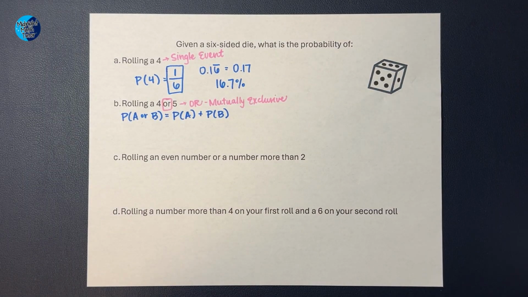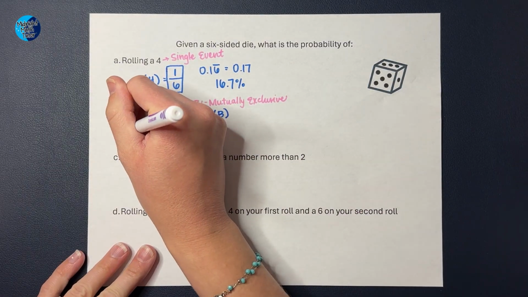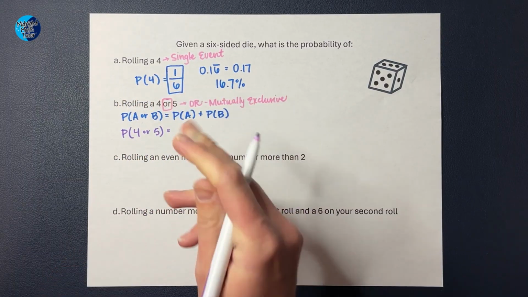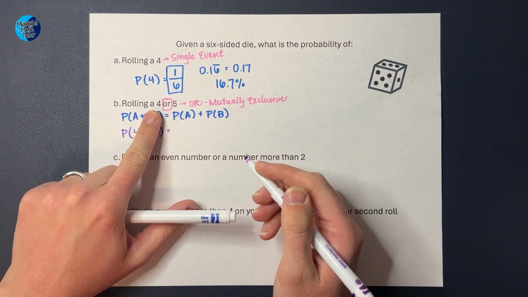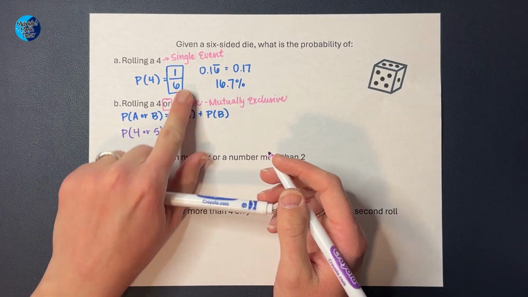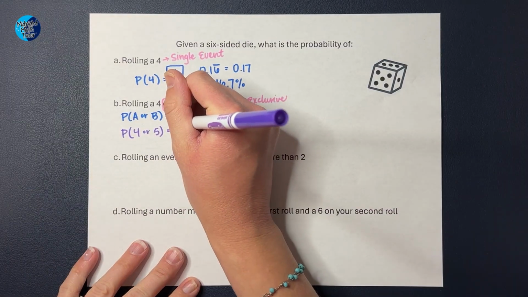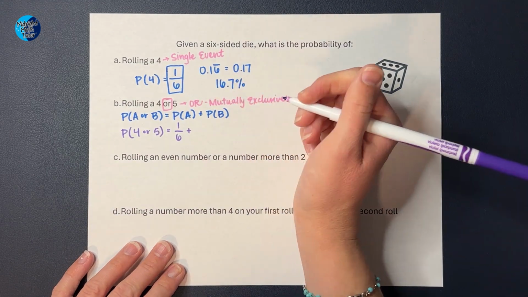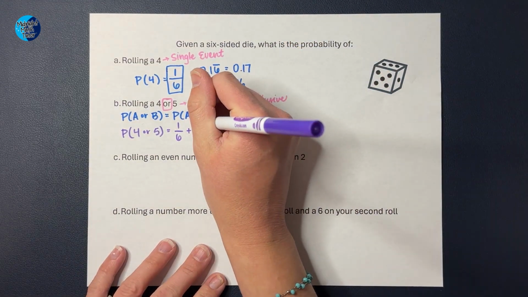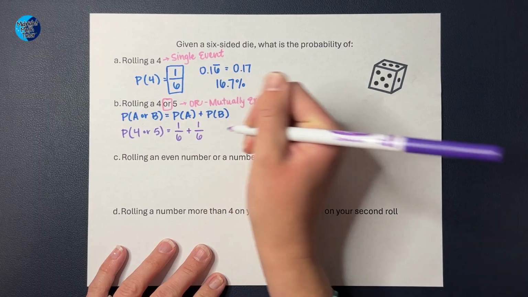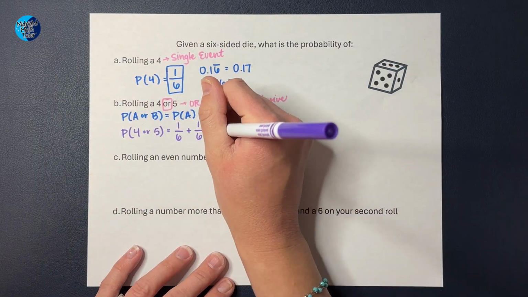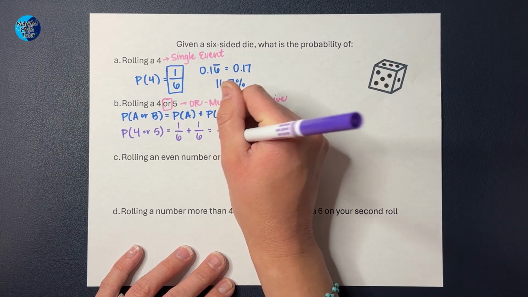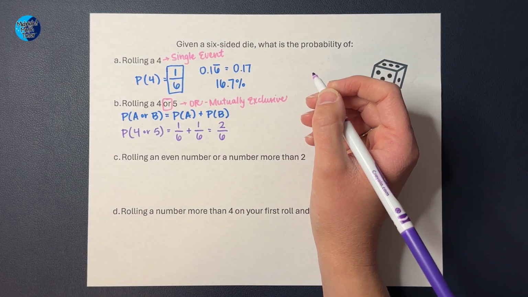So, to find the probability of rolling a 4 or a 5, the probability of A, which would be rolling a 4, well, guess what? We already figured that out up here, right? It was 1/6 plus the probability of rolling a 5. Well, there is 1 5 out of 6 as well. When I add those, I get 1 plus 1 is 2. My denominator stays 6. So I get 2/6.